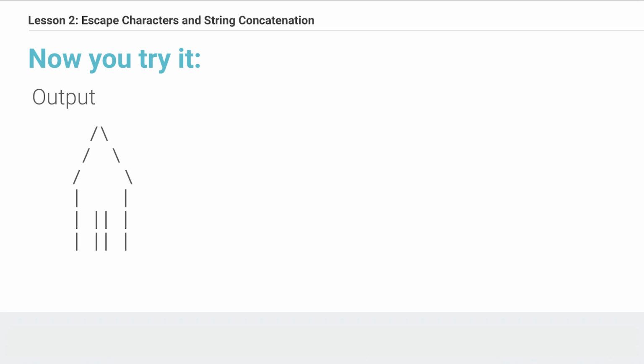Now I'd like you to try it. I'd like you to use what's called ASCII art to print out this house. And again, be very careful with your slashes.